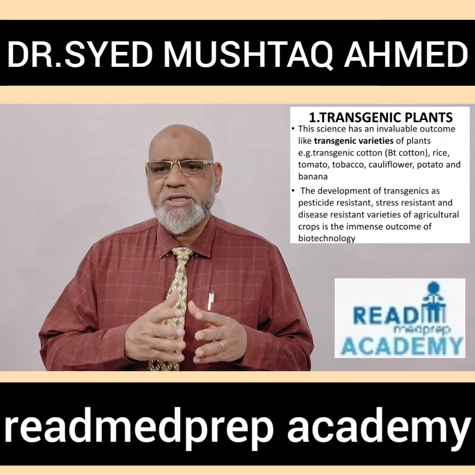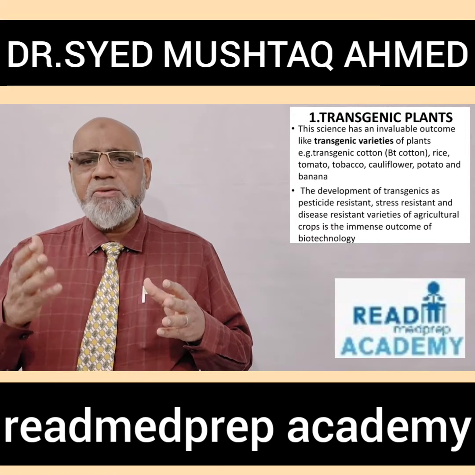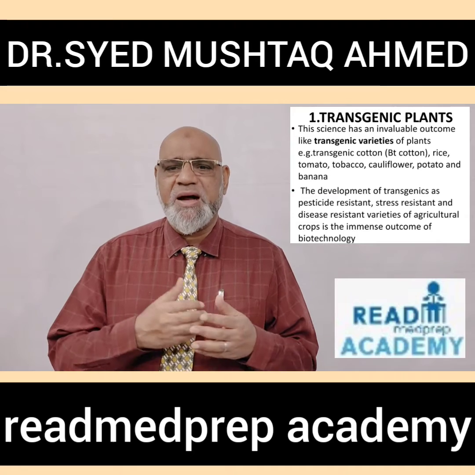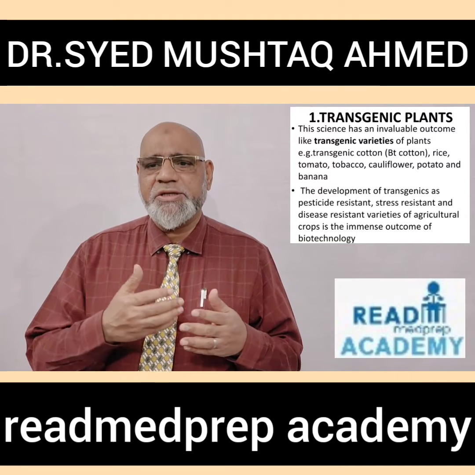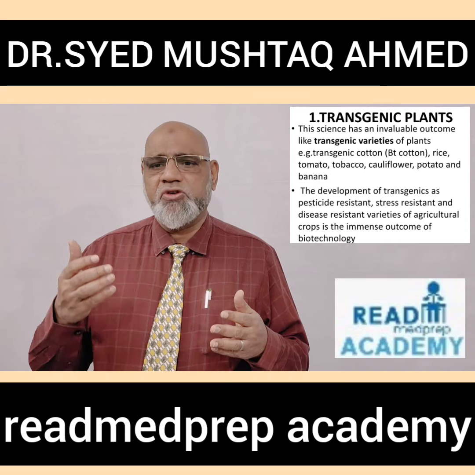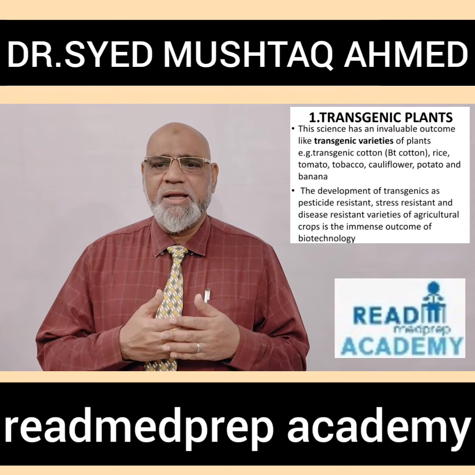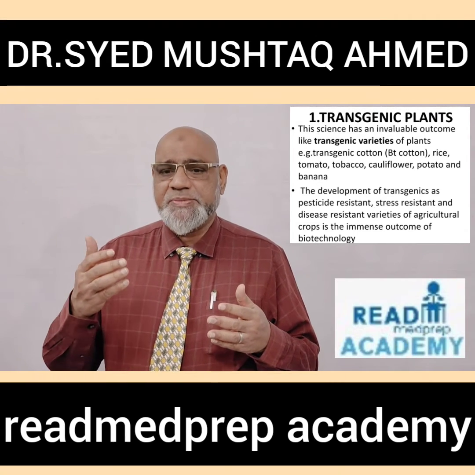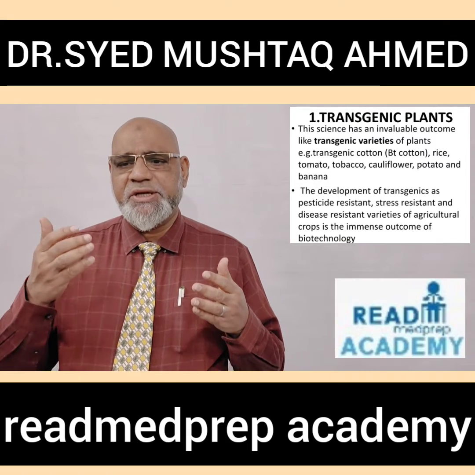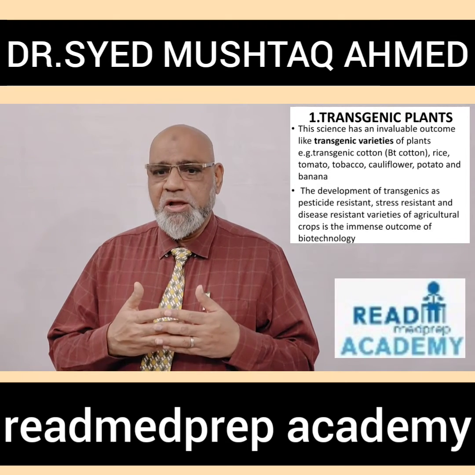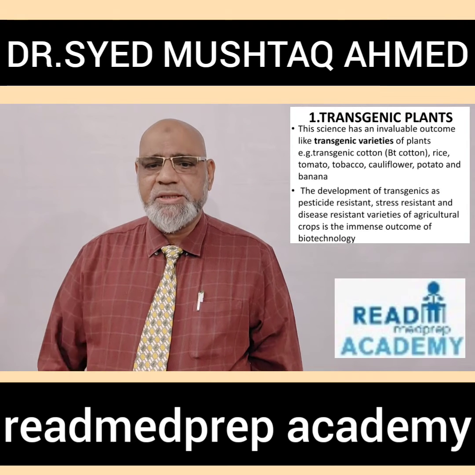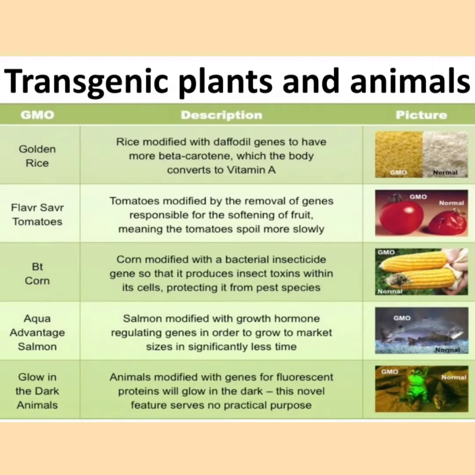Transgenic plants. This science has an invaluable outcome like transgenic varieties of plants. Example: transgenic cotton, Bt cotton, rice, tomato, tobacco, cauliflower, potato and banana. The development of transgenics as pesticide resistant, stress resistant and disease resistant varieties of agricultural crops is the immense outcome of biotechnology. Some examples of transgenic plants and animals: golden rice, rice modified with daffodil genes to have more beta carotene, which the body converts to vitamin A.